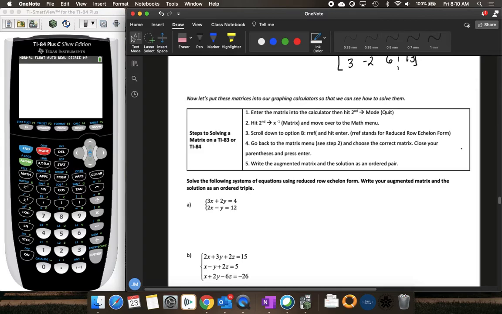Step number 4, you're going to go back to the matrix menu to choose the matrix that you want to use. Make sure to close your parentheses, press enter. And then at the very end, I'll ask that you write down the augmented matrix that was left and then your solution as an ordered pair.